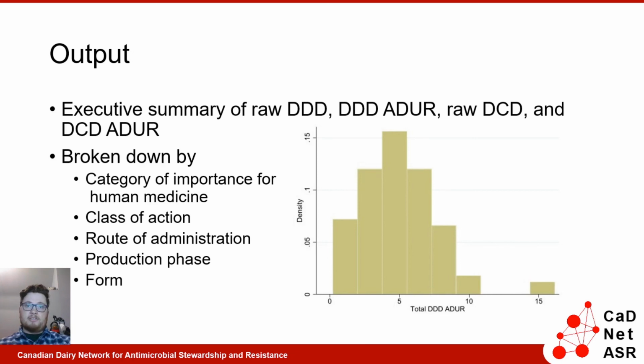And if we're looking at just the histogram of the DDD ADUR, you get something with a bit of a right skew, but it's fairly normal, and we're seeing that on average, cows in this data set were being treated for probably about 5 days per year with an antimicrobial. That's the kind of information that gets conveyed about this, but you can go much more in depth through it.